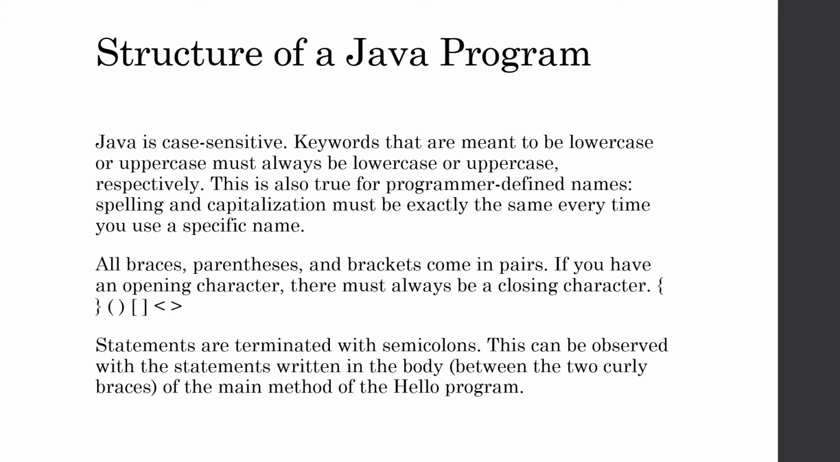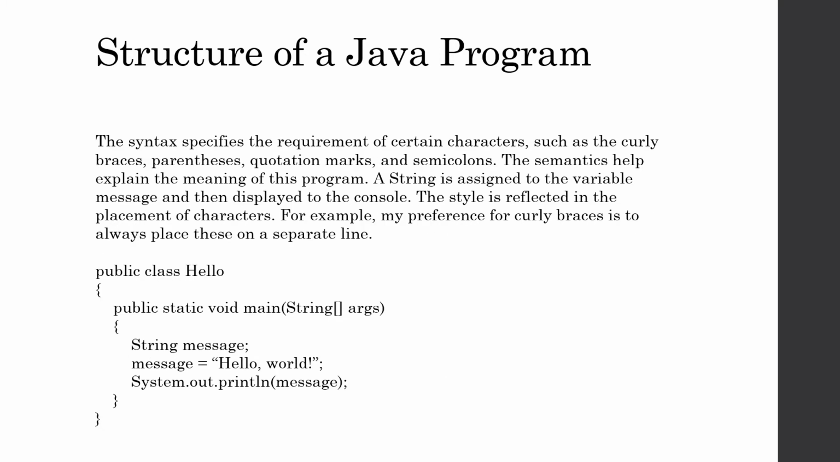All of your braces, parentheses, and brackets will come in pairs. You can see a little bit of that right here. There are two different pairs of curly braces, but there is always an opening and a closing one. There's also a pair of parentheses in that public static void main, with the opening and closing parentheses. You also see this again in that line System.out.println, where there's another opening and closing parenthesis.